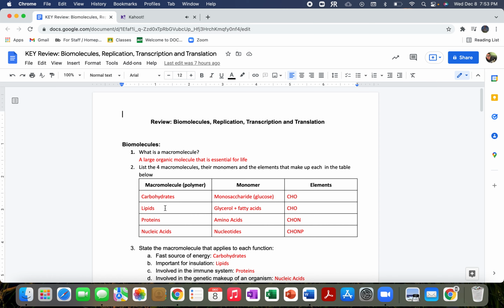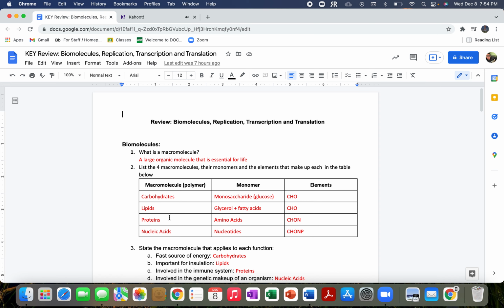Lipids are the next one. Lipids are your fats and your oils and your waxes, your butter, your olive oil, your shortening, all the things that are greasy. Examples of this, we have our olive oil, butter, anything that's got fat in it, your waxes, candle wax, things like that. The monomer is a glycerol with 3 fatty acids, and it's got the elements C, H, and O as well. The difference between these two is just structurally they look different, even though they have the same elements.